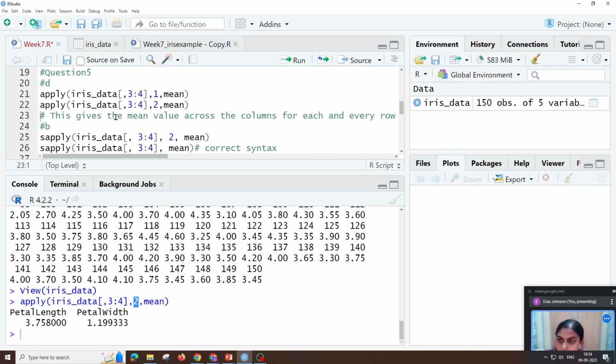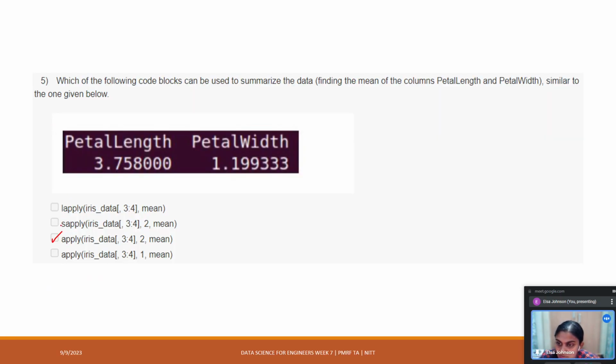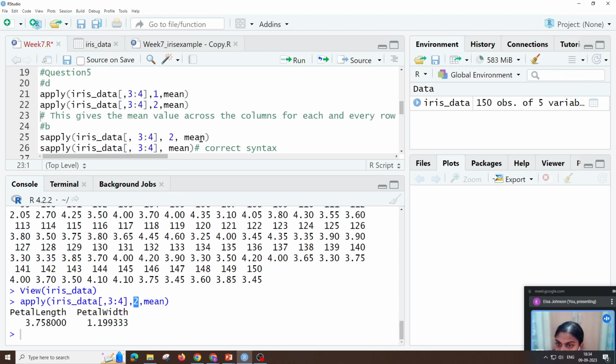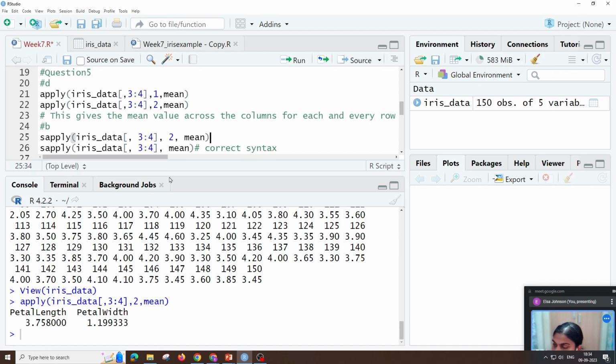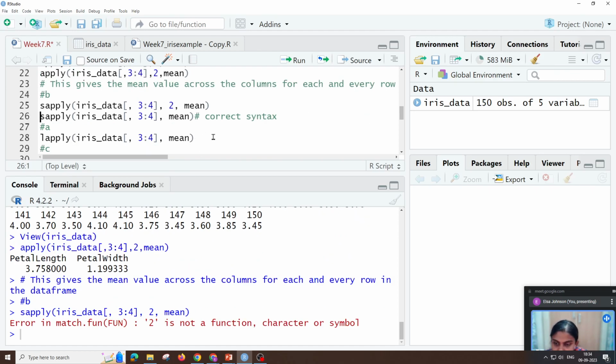Now you can see the B option. The B option is sapply iris_data like this and like this. What will happen in that particular case if I run this one? Has anyone done that? I'll just run this one. It will give an error in match.fun: 2 is not a function, character or symbol.